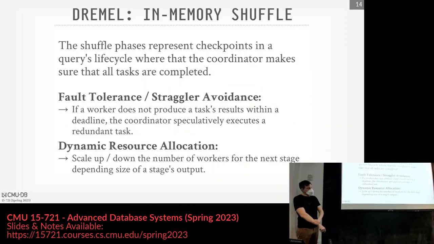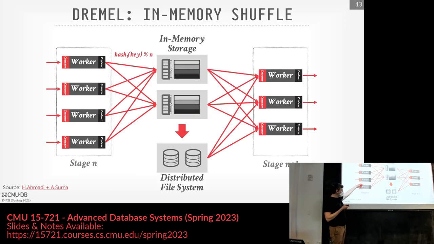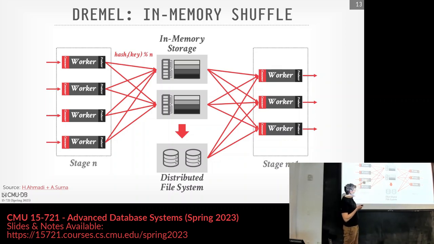So the shuffle phases are essentially checkpoints for the query's lifetime. Going back here, once all of the workers within the current stage are done and have produced their output, these can all be reassigned to work on other tasks. And no matter if now in the second stage one of the workers goes down, I don't have to restart the entire query, because I have the ephemeral state, the intermediate results, stored in my shuffle service.